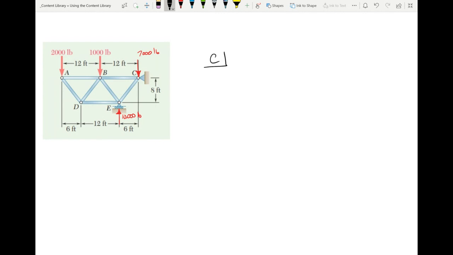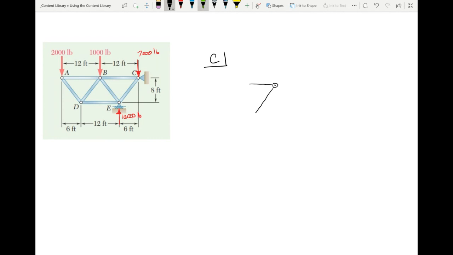So I'll label it joint C. The first thing that we'll do is place a symbol for our joint. That's our joint out here in space. The first thing I like to do is draw the members. Okay. So I have a member that goes like that, and I have a member that goes like that.